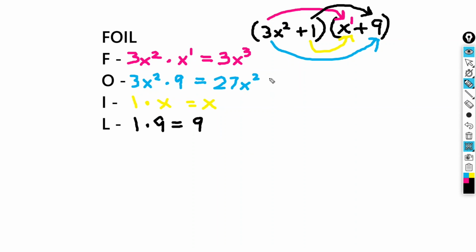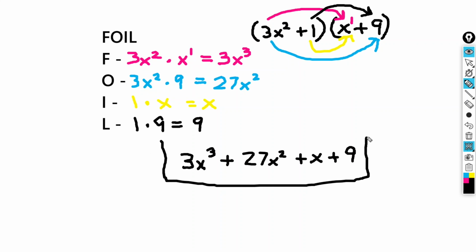Okay, so now if we look at this, we have 3x cubed, 27x squared, x, which is x to the first power, and then 9. And none of these are like terms, so we can't combine anything. So our final product is going to be 3x cubed plus 27x squared plus x plus 9. Okay, so that's this problem.